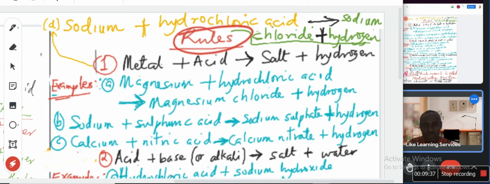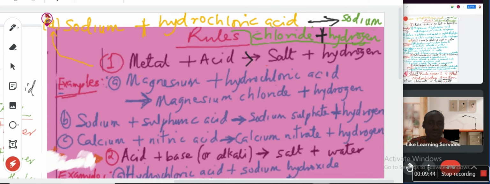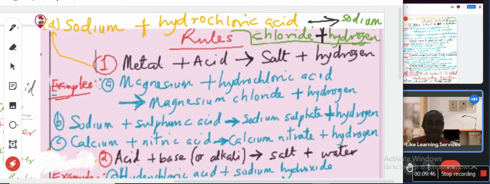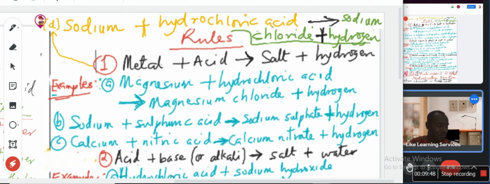Now, rules. Metal plus acid gives what? Salt. Yes, salt, plus hydrogen. Yes, metal plus acid always gives salt plus hydrogen.